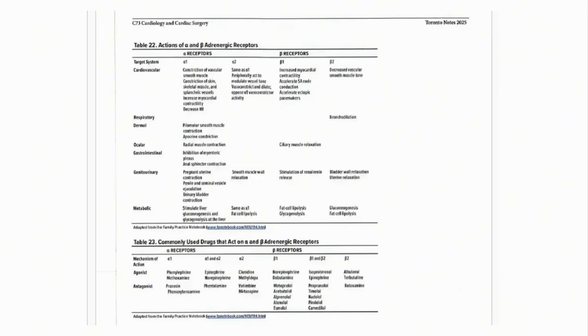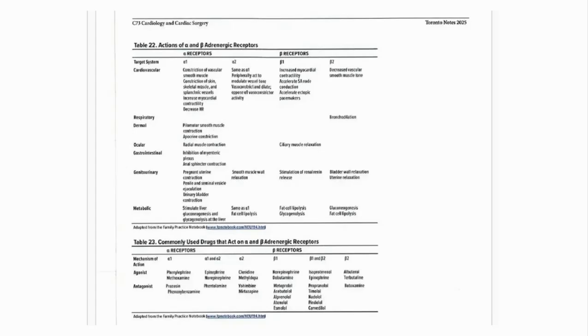Kidney. Beta-1 receptors stimulate the juxtaglomerular cells. This increases renin release. Renin activates the renin-angiotensin-aldosterone system, helping maintain blood pressure.